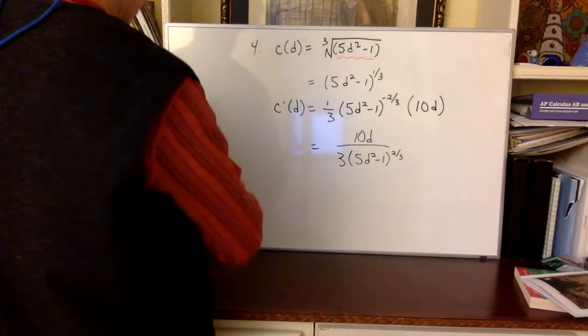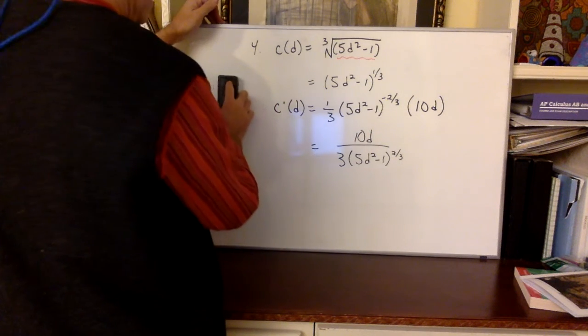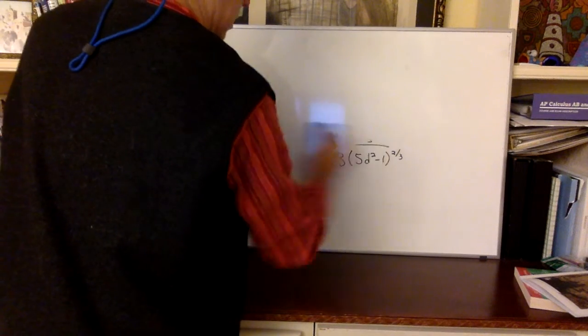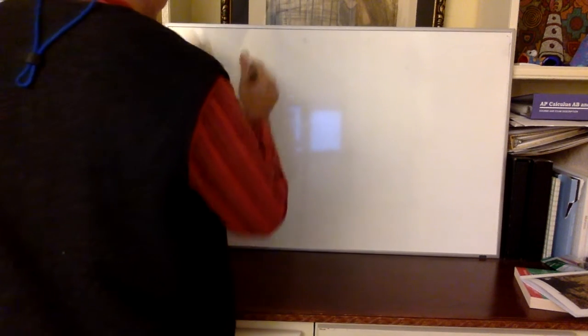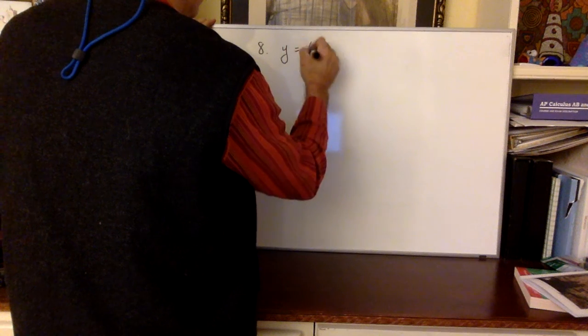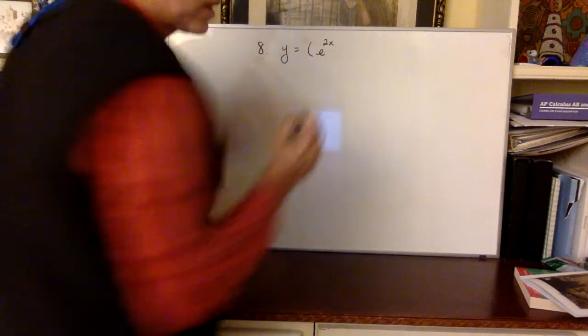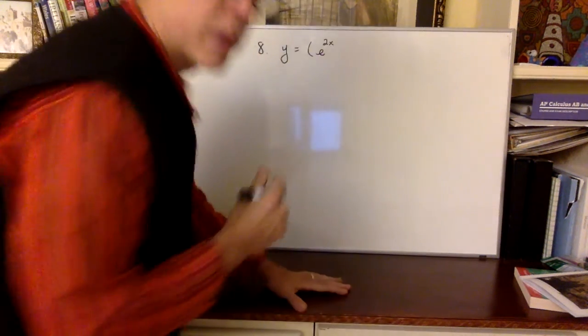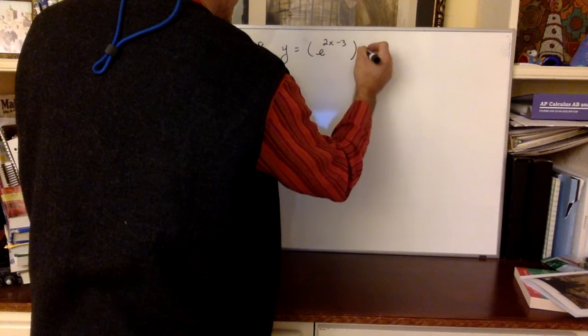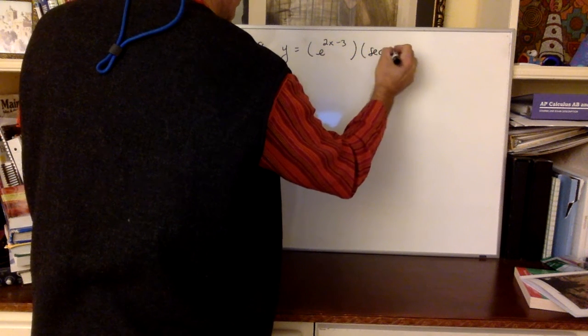Great. Let me do number 8 now. So number 8 says y equals e to the 2x minus 3, and then times secant x.